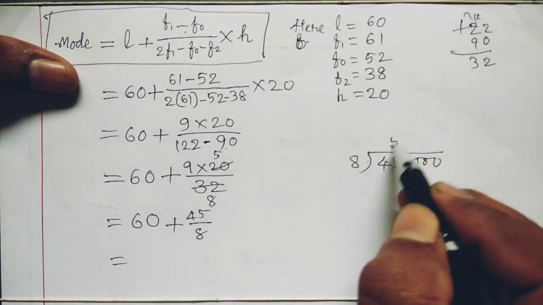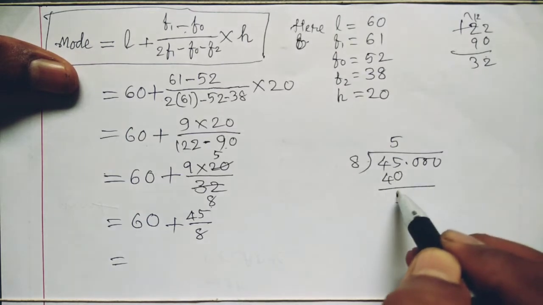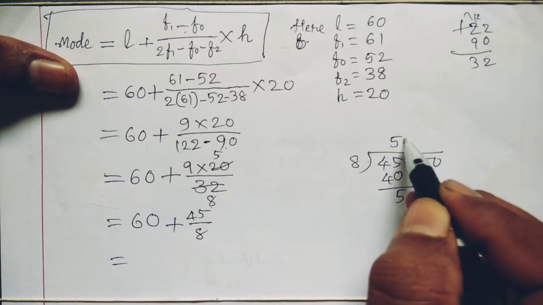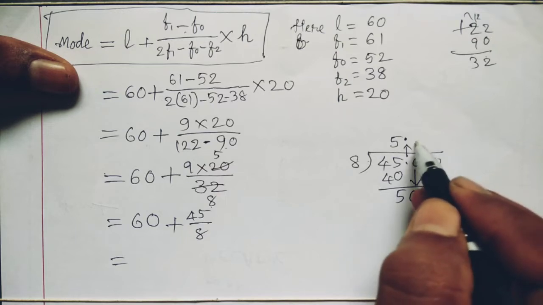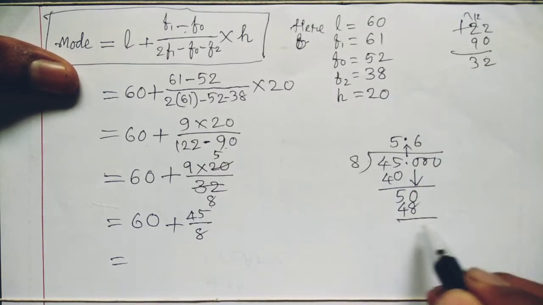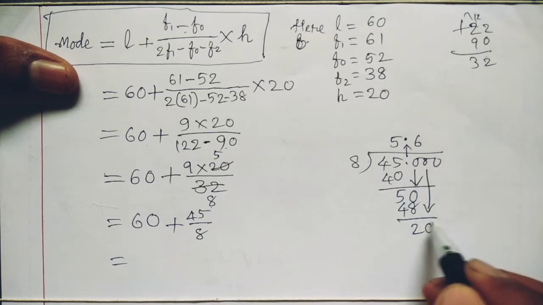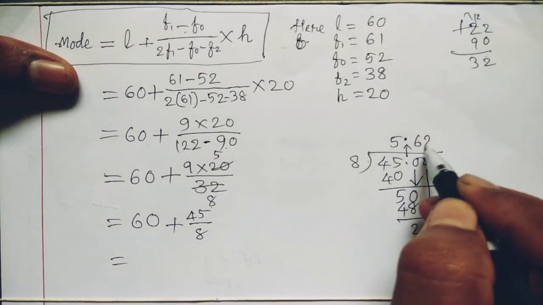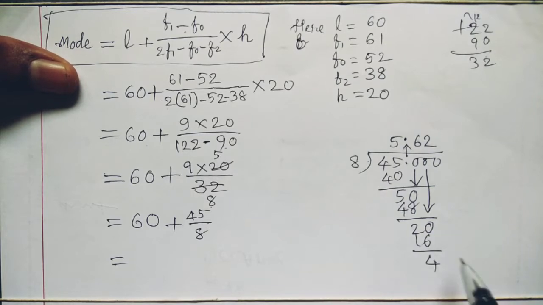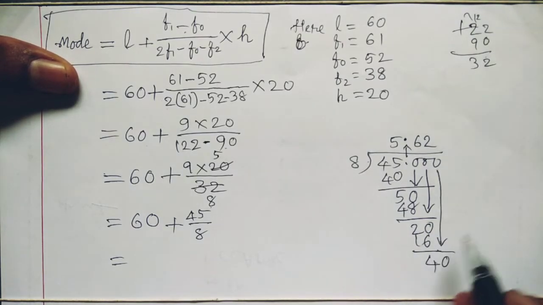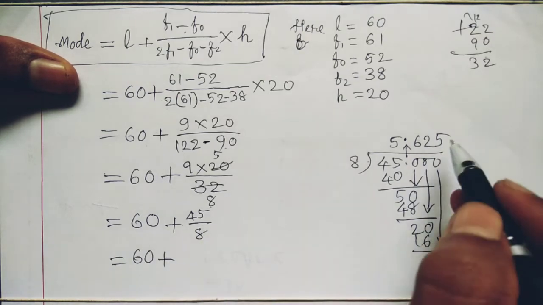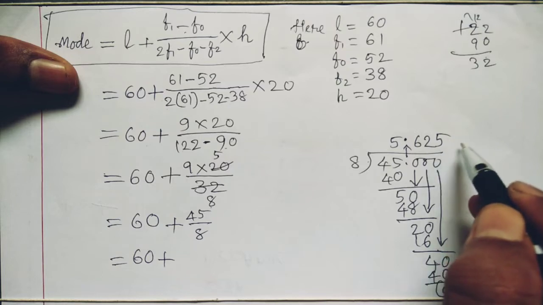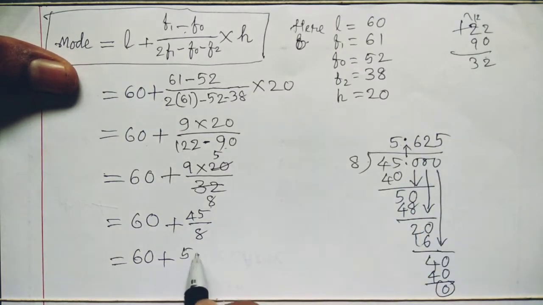8 5s are 45. We have to keep the decimal point here. Then bring down this 0. 8 6 are 48. 8 2s are 16. Bring down 0. 8 5s are 40. So 60 plus 45 by 8 is equal to how much here? 5.625.